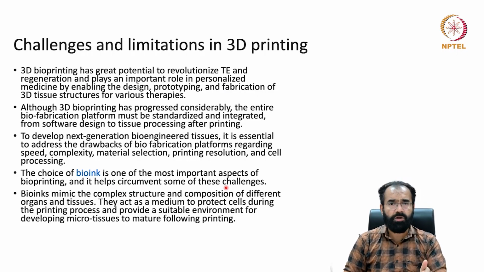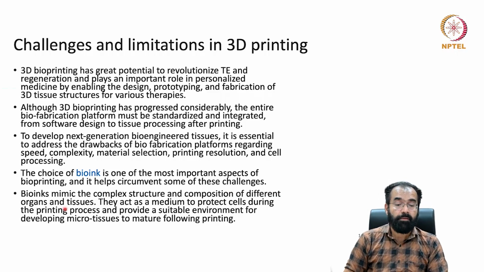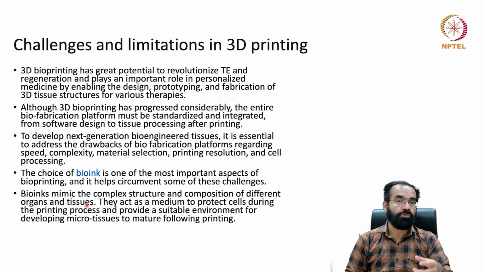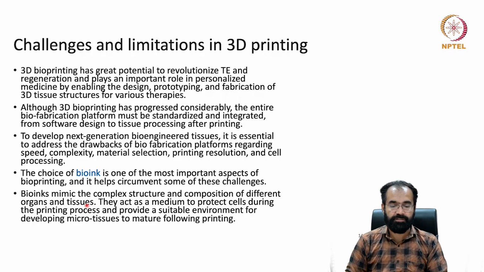We will see more about these things in the bioprinting area, but for the time being, get familiarized with the terminology bio ink. You use something called ink, bio ink. Bio inks mimic the complex structure and composition of different organs and tissues. Means you are printing an organ, so the ink should be so good in quality that after printing the organ should look like an organ. You don't want an organ to look like a wooden piece or a plastic piece.